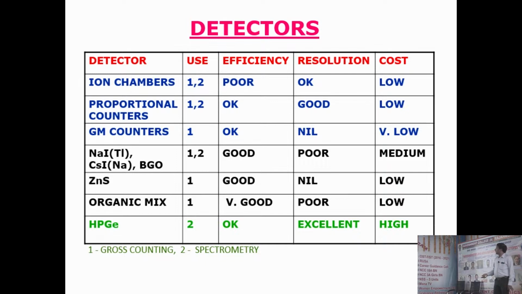Actually the resolution will be very good, and the efficiency is okay; compared to sodium iodide you will get around 30 to 40%. Resolution is excellent, only around 1 or 2 keV, and the cost is very high. Depending on your application, your financial constraints, the budget availability, and whether you have access to that instrument or not, based on all these conditions you have to choose one of these detectors to measure your radiation.